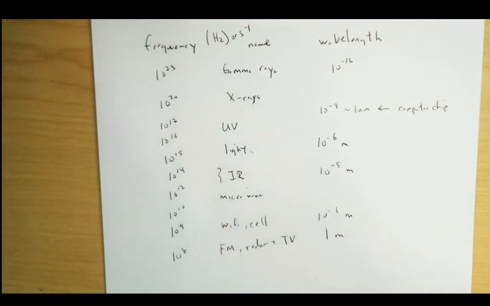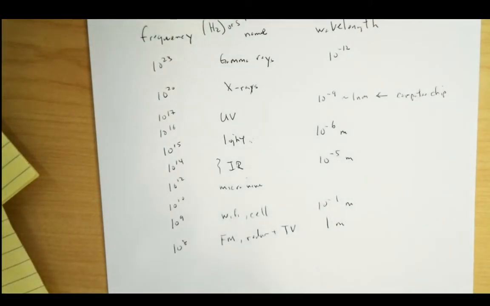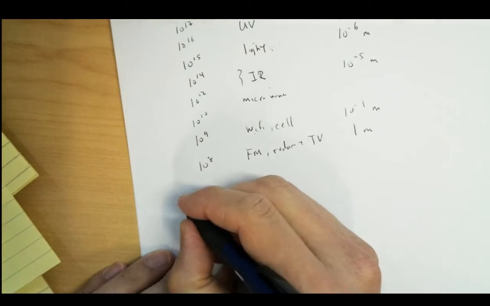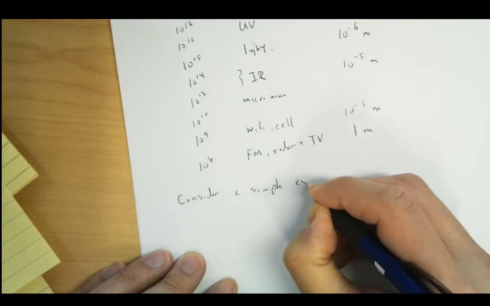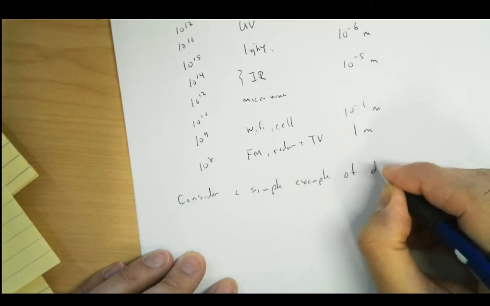Okay, so let's see what I want to do here. Oh, I see. So we're going to do a few examples now of what it might mean. Let's consider a simple example of displacement current.